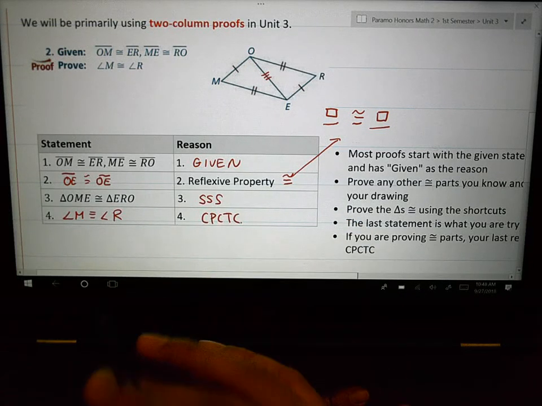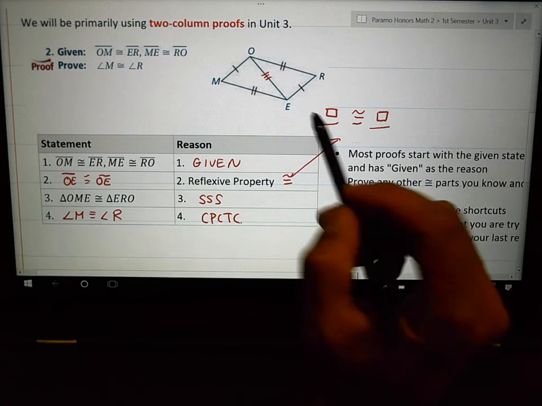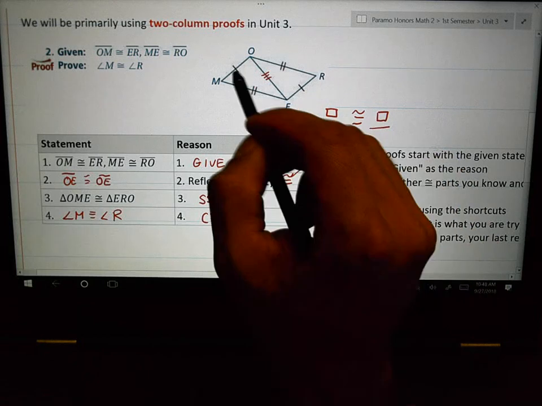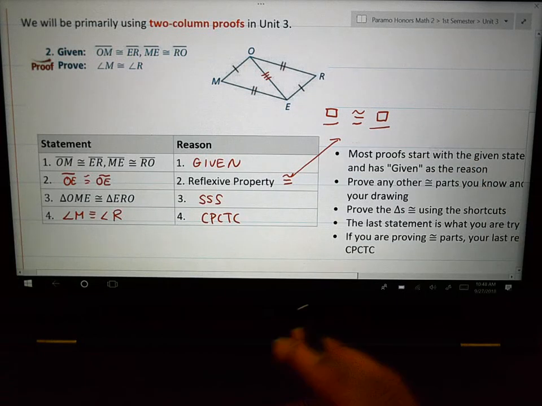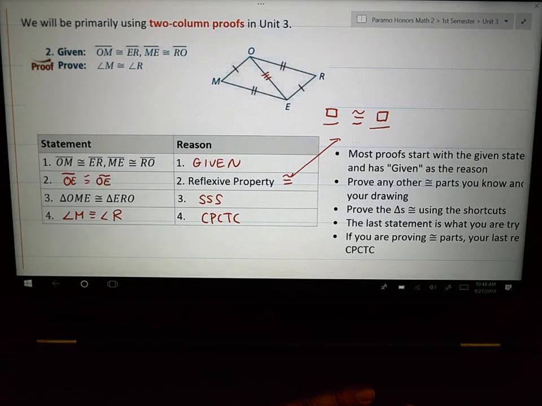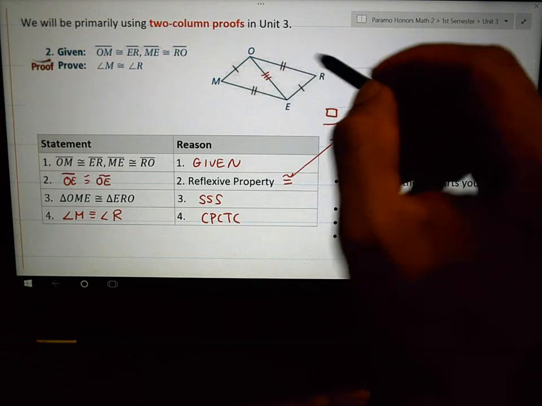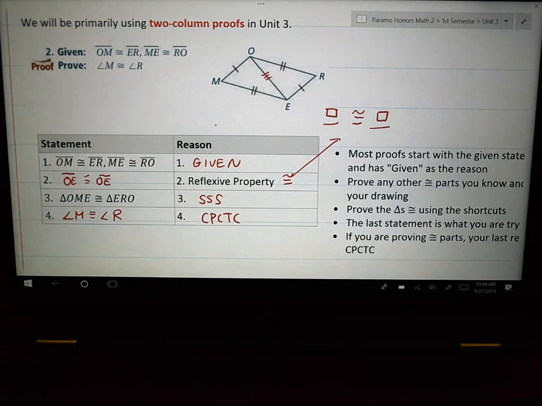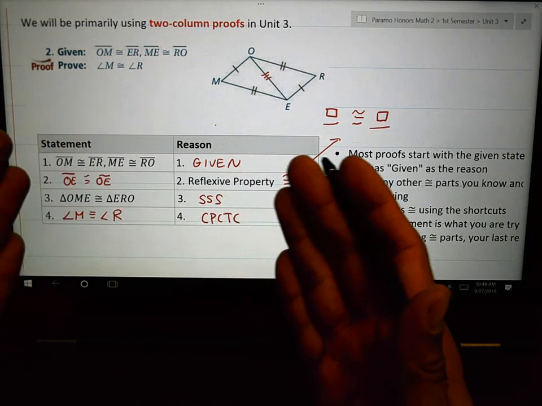Because the corresponding parts, these triangles are congruent, so their parts have to be congruent. That's what CPCTC stands for: corresponding parts of congruent triangles are congruent. Since the triangles are congruent, their parts have to be the same. That's a proof. It's not hard.